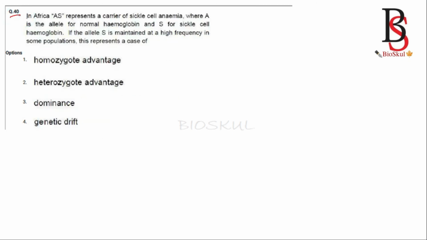Question number 40. In Africa, AS represents a carrier of sickle cell anemia. A and S represent the carrier, where A is the allele for normal hemoglobin. A represents the normal, AS represents the carrier, and S represents the sickle cell hemoglobin.